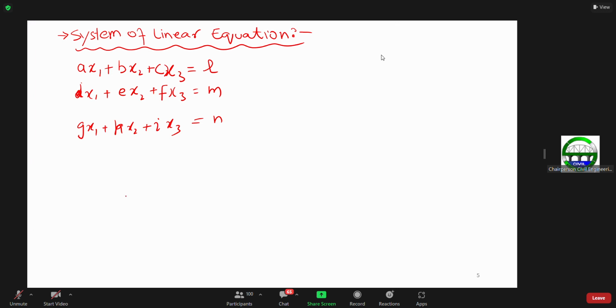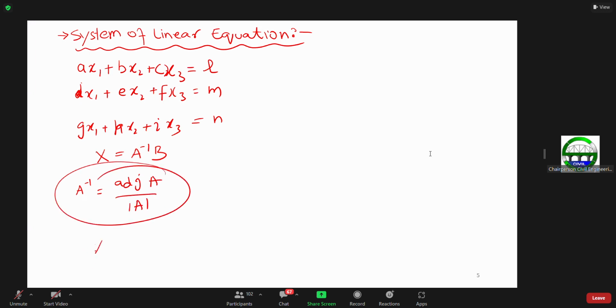So what we're going to do, we're going to apply AX = B, so X is equal to A inverse times B. We will apply this rule, and first we will find A inverse by adjoint of A divided by determinant of A. Find A inverse and then put the value in here, A inverse times B. This will give you the values of x1, x2, and x3.